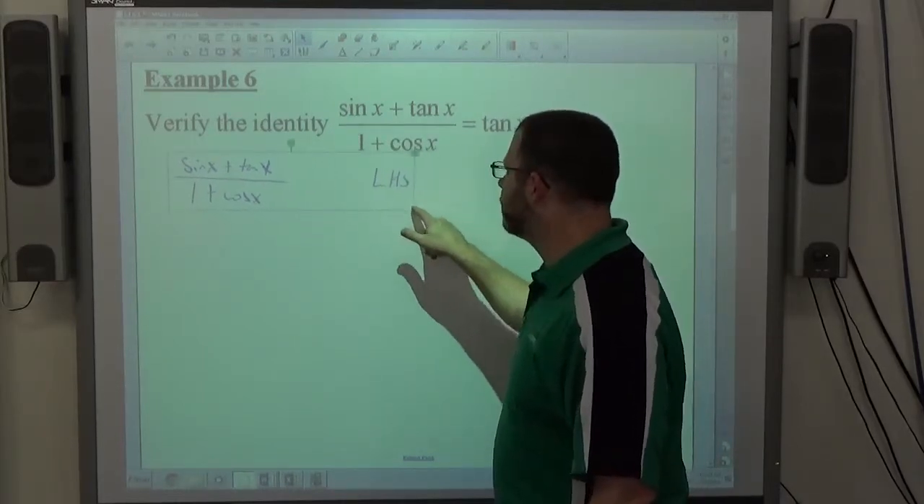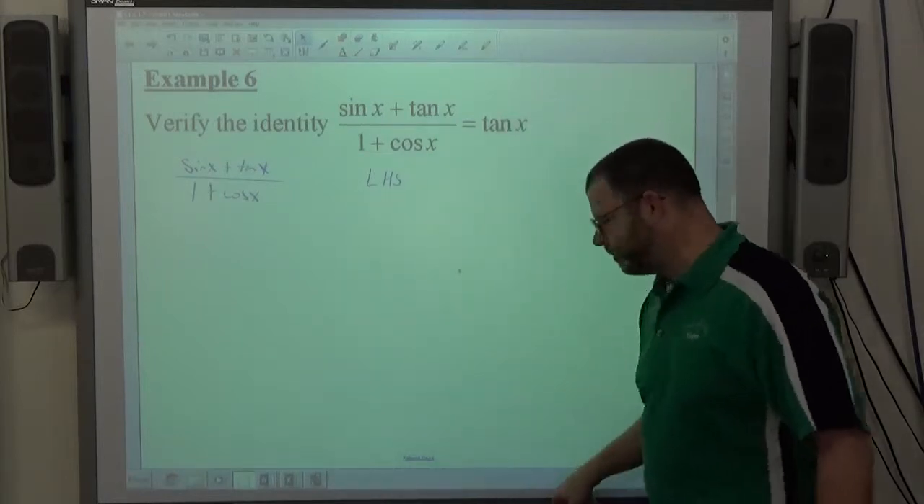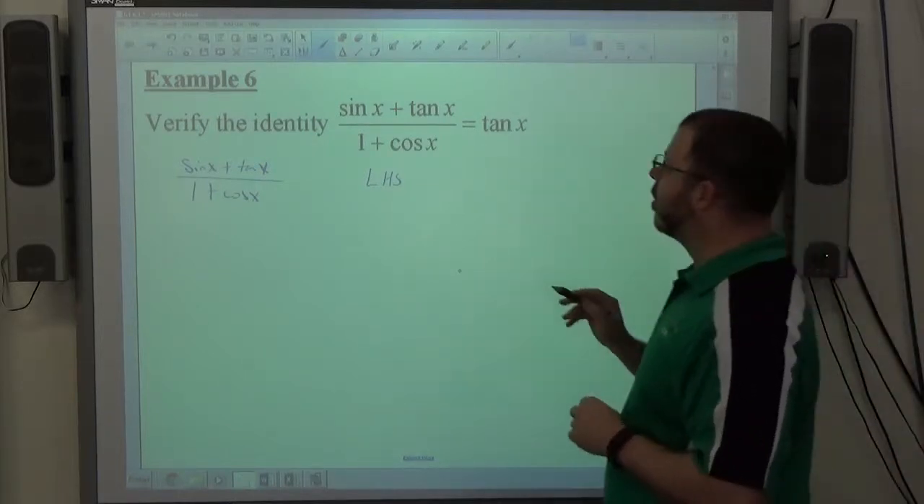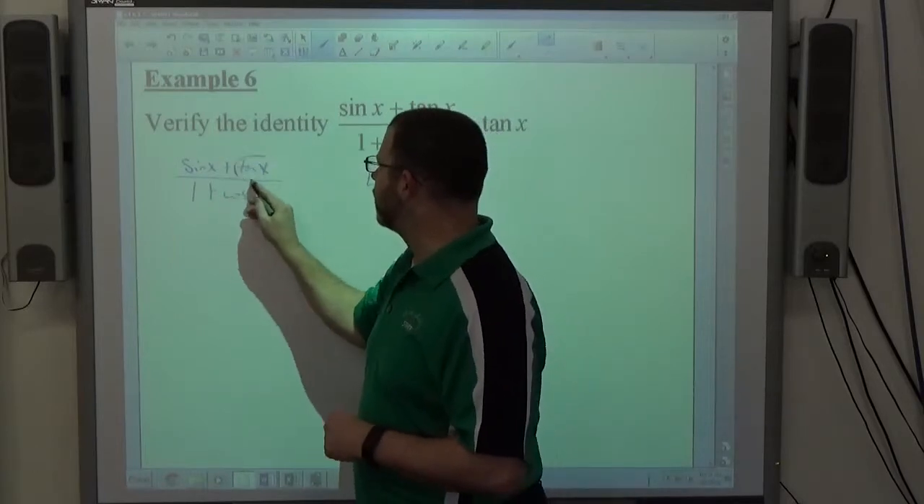Write a little smaller so it fits better. All right. First thing I notice is there's a tangent in there. I can't make sine plus tangent any simpler than what it is. I can't make 1 plus cosine any simpler than what it is. So the one thing I notice about this whole thing is tangent is in this expression.